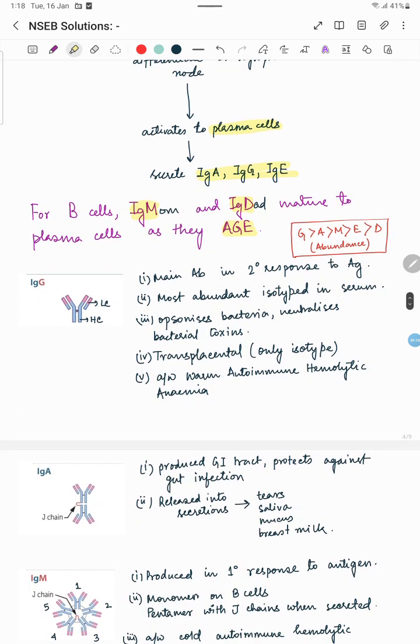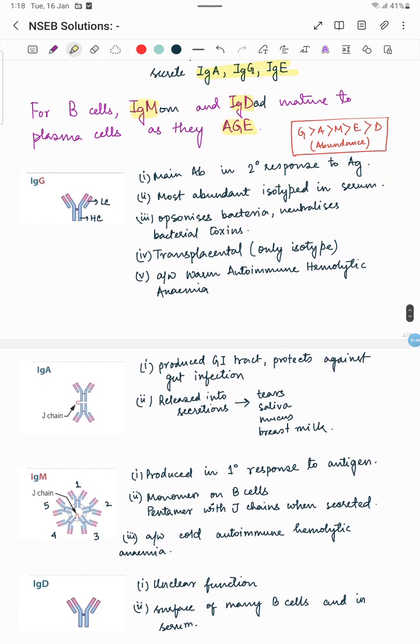So there is actually a mnemonic for B cells. IgM, that is IgMom, and IgDad, mature to plasma cells as they age. So IgM and IgD mature to IgA, IgG, and IgE. Now according to abundance, we remember it as GAMED. IgG more than IgA, more than IgM, more than IgE, and IgD is the least available.